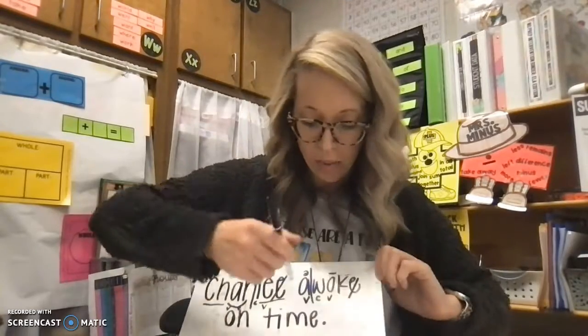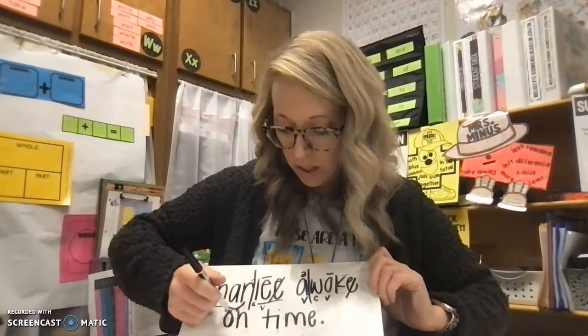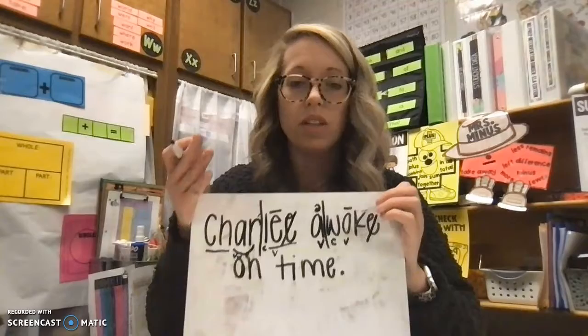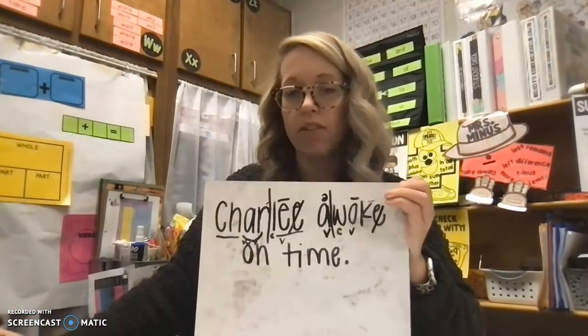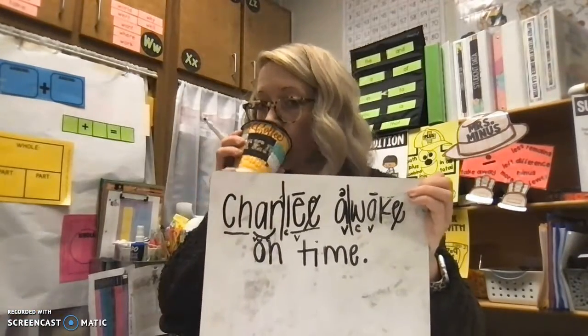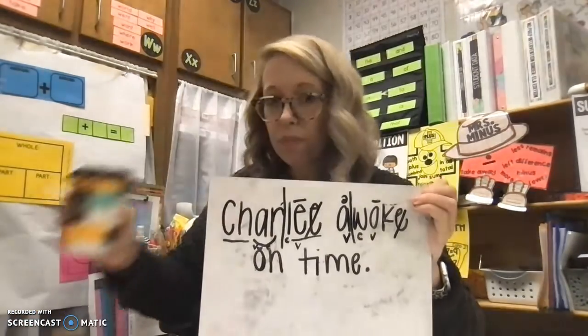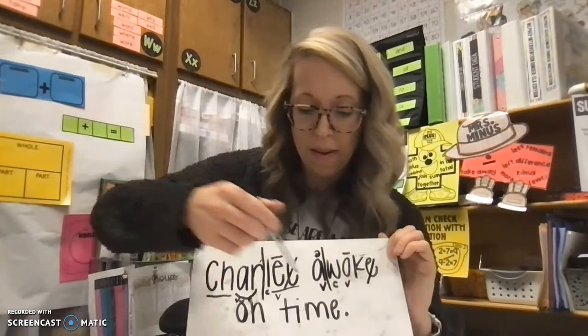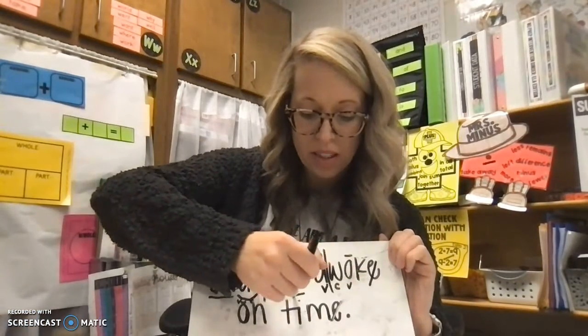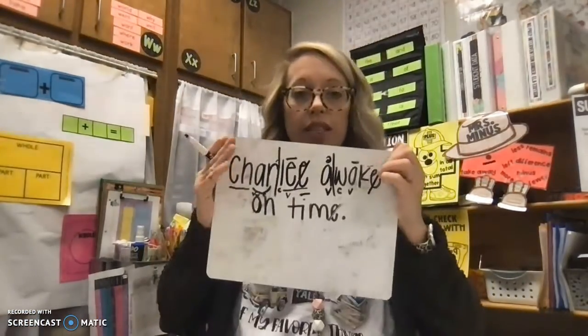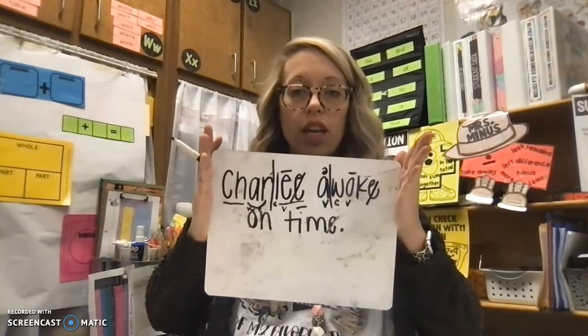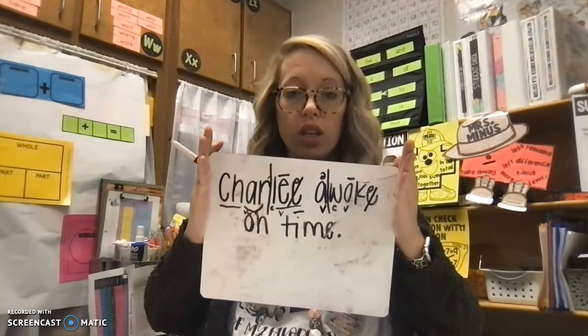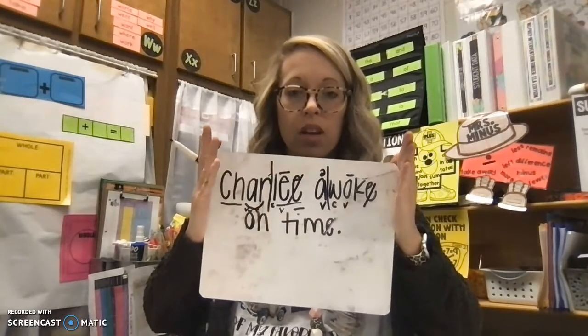And then let's look at this other one. On. Yep, on. And we don't have anything on there, so we're just going to code it with a breve. It's on. And then what do you see in this last one? Do you see any suffixes, digraphs, or anything like that in this last word? Yeah, I see that sneaky E. That means this vowel I is saying its name. All right, let's read the sentence. Ready? Charlie awoke on time.